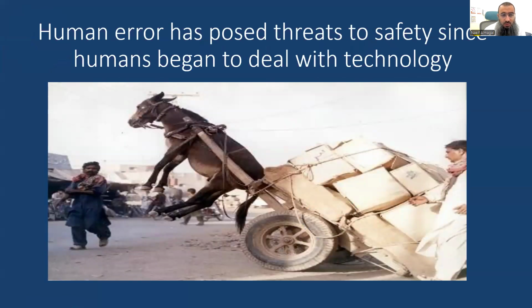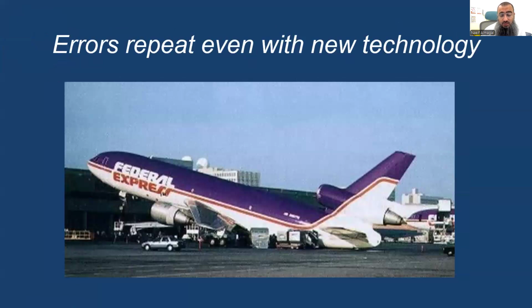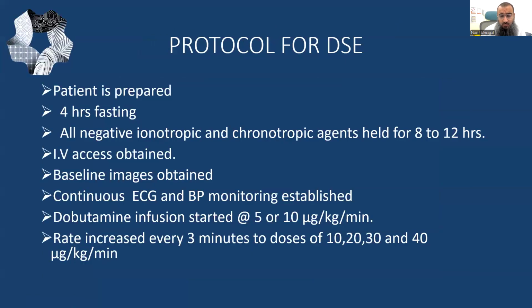But still, human error has been a stress on safety since humans began to deal with technology, and this can happen even these days, even with advanced technology. That's why it's very important to have a protocol and to make sure that you have done things.